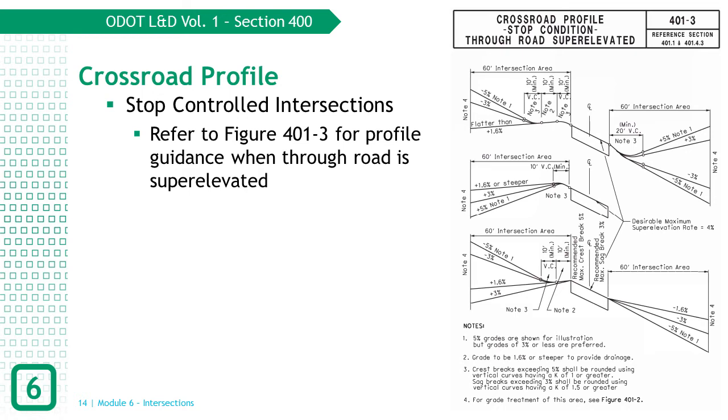Figure 401-3 shows the profile design for a crossroad interacting with the super elevated through road using a stop-controlled intersection. This shows the same intersection area width of 60 feet and establishes criteria for vertical curve lengths and vertical deflections depending on which side of the super elevated roadway the profile is located. Once outside the intersection area, grades and vertical curves along the crossroad are controlled by the design speed of the crossroad, which a designer should refer to Section 203 for guidance on how to accommodate an acceptable design speed.